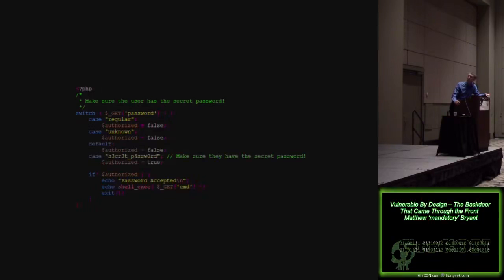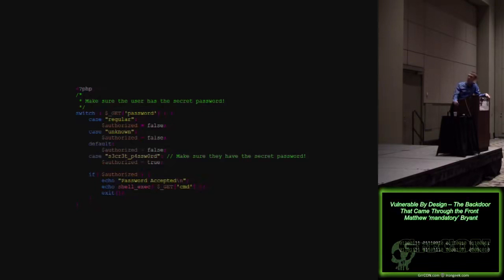So what is the issue with this here? Obviously they have the password in the source code, which is... can anybody tell me? So in PHP, if you see right here, you've got a switch statement, you've got cases. If you don't have a break after every statement, and this is a switch statement, right? So if you don't have case regular, authorized equals false, and then break, it'll cascade.